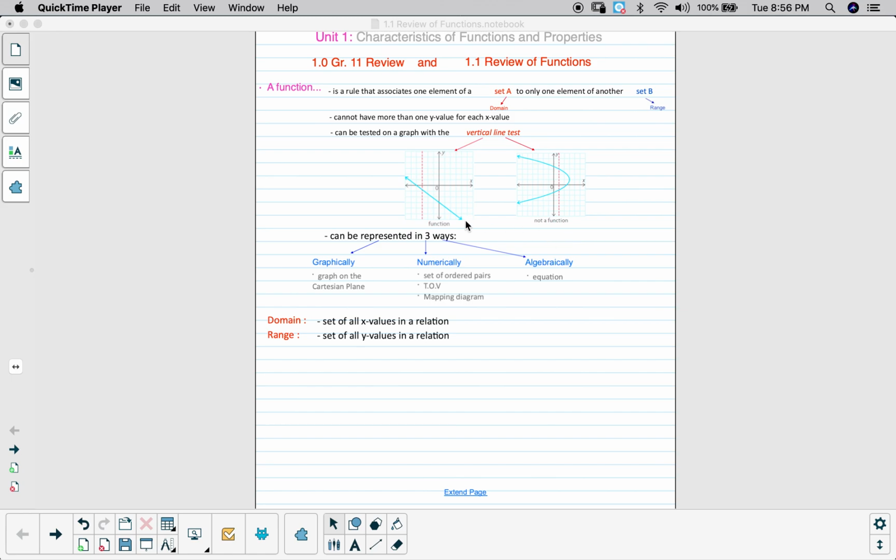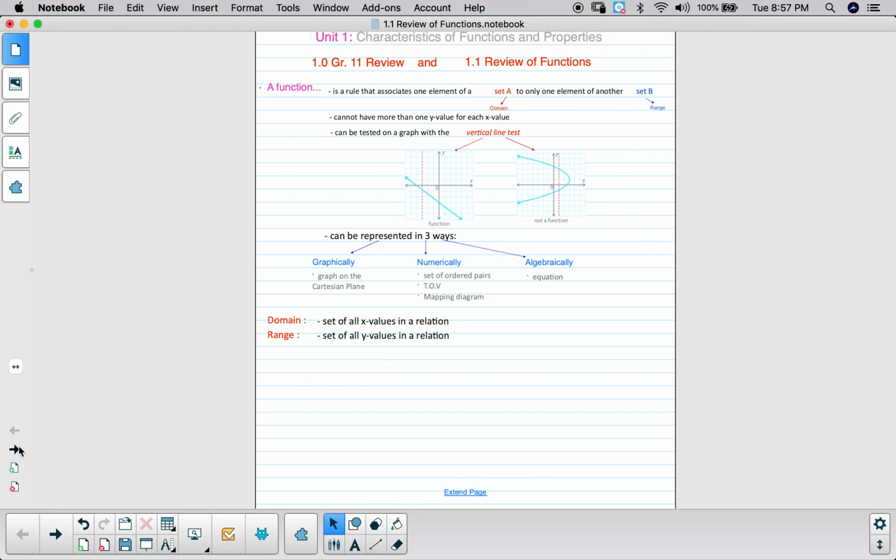You can represent a function in three ways: graphically by graphing on the Cartesian plane, or numerically by representing it as a set of ordered pairs, or with a table of values or a mapping diagram, or algebraically with the equation of the function. And keywords that we've learned are domain and range. The domain is the set of all the x values in a relation, and the range is the set of all y values in a relation.